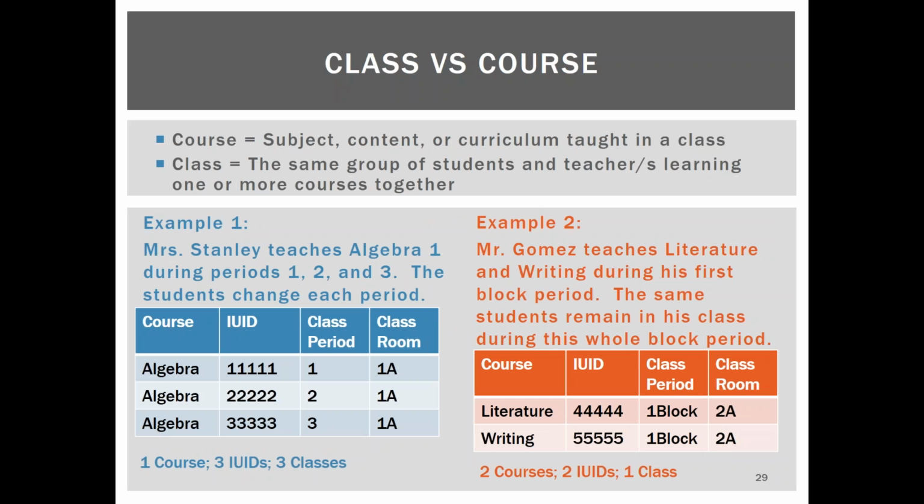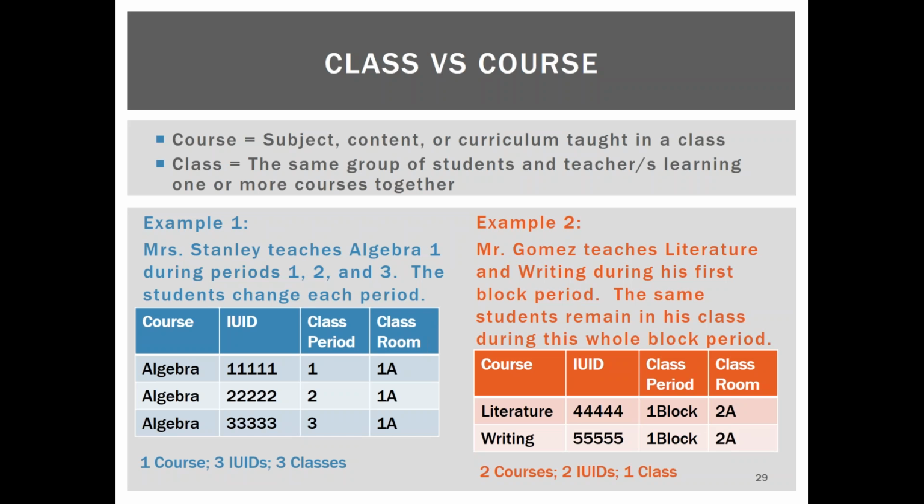So here's where I'm going to dig into the weeds and give you some real examples of how this looks. A course is defined as the subject, content, or curriculum taught in a class. That's what your IUID number is going to be, the course. The class is the same group of students and teachers learning one or more courses together. So let's look at example 1 here.